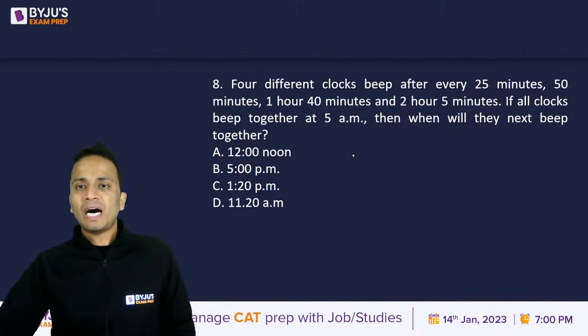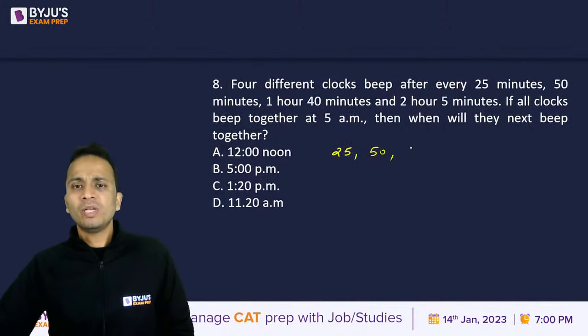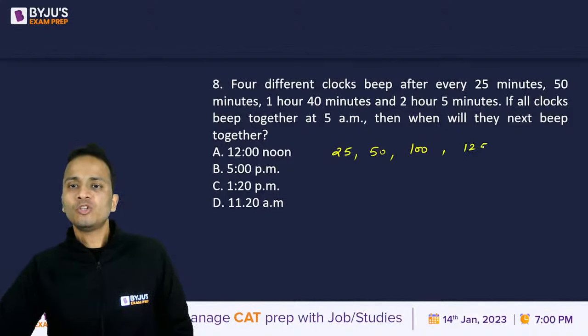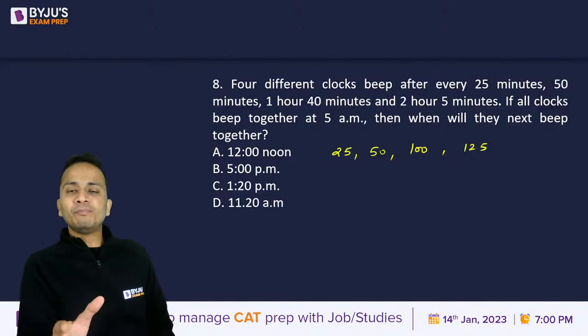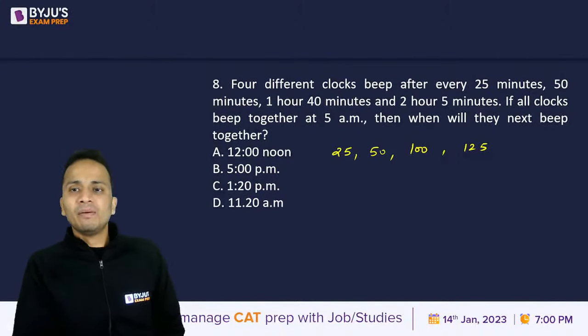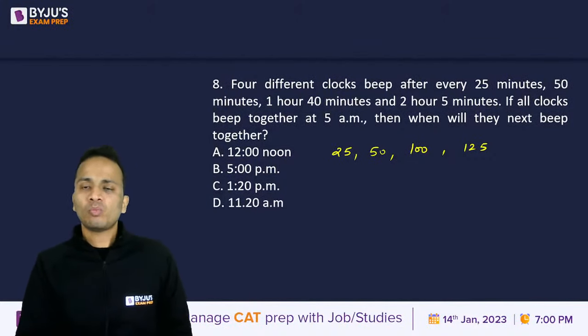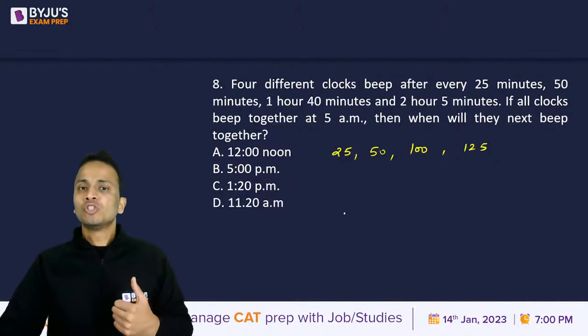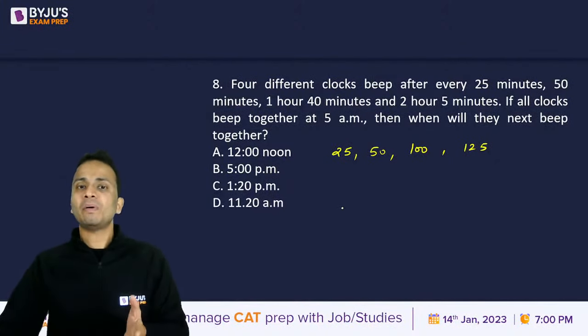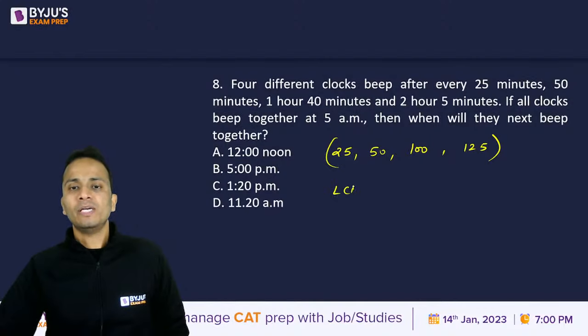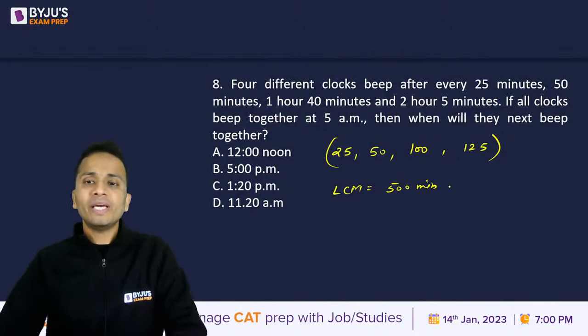So four different clocks beep after every 25 minutes, 50 minutes. Now 1 hour 40 minutes will be 100 minutes. All right. And 2 hours 5 minutes will be 125 minutes. Now if all of them beep together at 5 a.m., then at what time will they next beep together? So they beep after every 25, 50, 100 and 125 minutes. So all four of them will beep together after a time which is the LCM of these four numbers. Now what will be the LCM of these four? So LCM will be equal to 500. So they will beep together after 500 minutes.